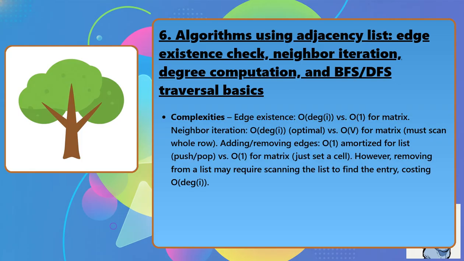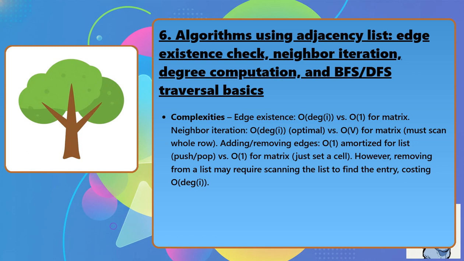Complexities. Edge existence: O(degree of i) versus O(1) for matrix. Neighbor iteration: O(degree of i), optimal, versus O(V) for matrix, which must scan the whole row. Adding or removing edges: O(1) amortized for list push or pop versus O(1) for matrix, just set a cell. However, removing from a list may require scanning the list to find the entry, costing O(degree of i).